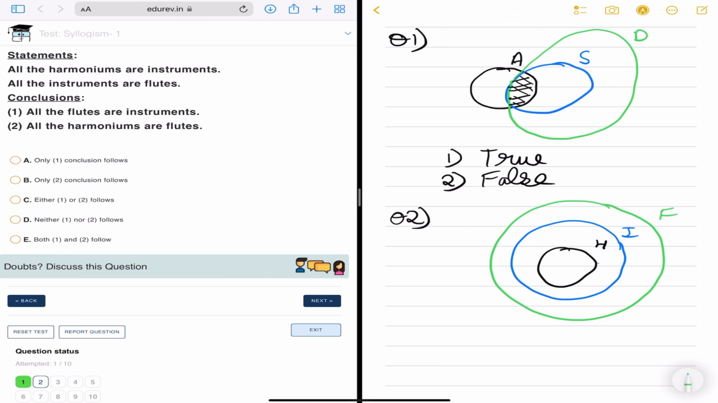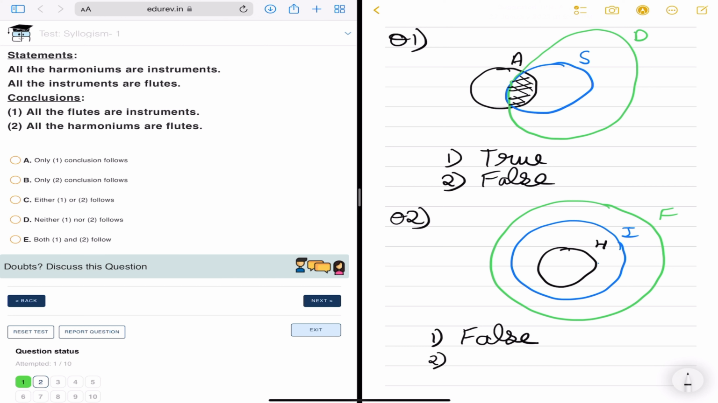So conclusion 1 states here, all the flutes are instruments. As we can see, there will always be some of the flutes which might not be instruments. So we cannot be 100% sure of that. So conclusion 1 here will be false.